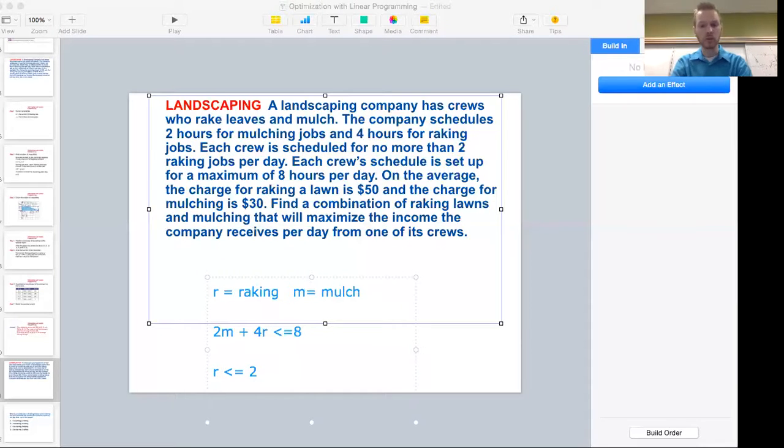I'm also going to include the obvious, that you can't go negative with the mulching and raking jobs. So those variables have to be greater than or equal to 0.